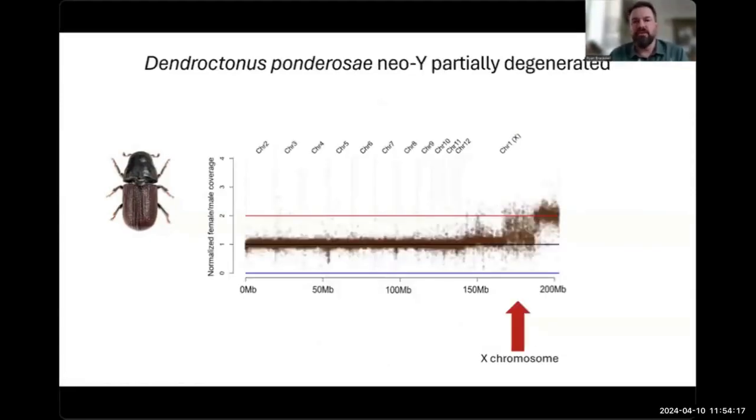When we do similar types of coverage analyses, we see something that's actually quite different. We see what looks to be a younger neosex chromosome in these beetles. So we have the ancestral X portion of the chromosome here. We then have this large swath of the chromosome where the male reads, so actually the Y chromosome reads, actually map to the X chromosome, suggesting that the neo-Y is not as degenerated.